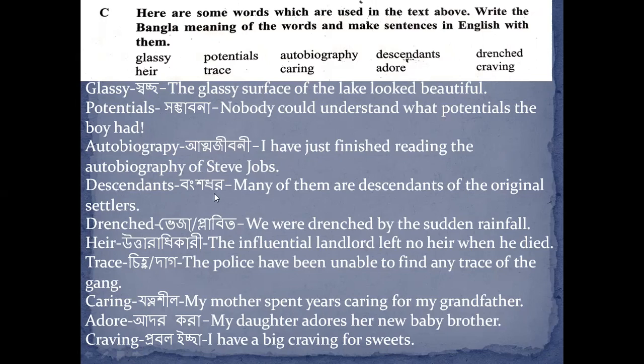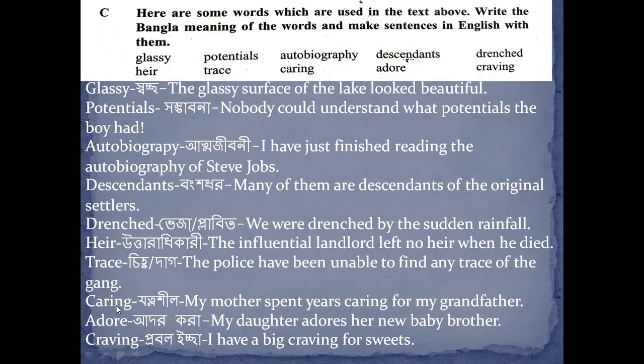Descendants means Bangshodhar. Many of them are descendants of the original settlers. Drenched means Bheja Athoba Plabito. We were drenched by the sudden rainfall. Heir means Uttaradhikari. The influential landlord left no heir when he died. Then our next word, trace, means Chinno Athoba Dag. The police have been unable to find any trace of the gang.